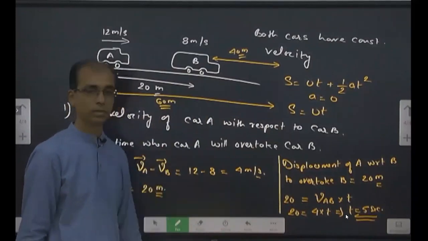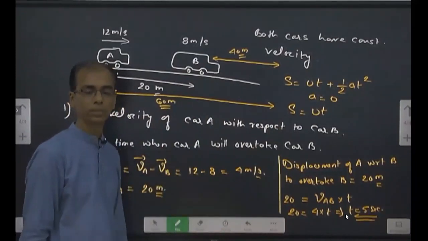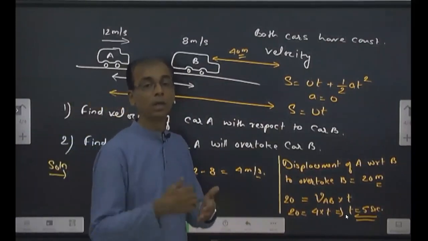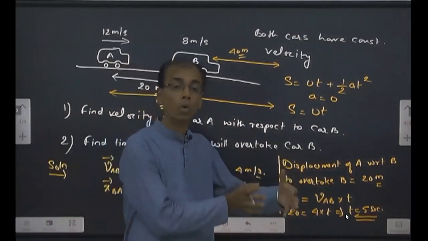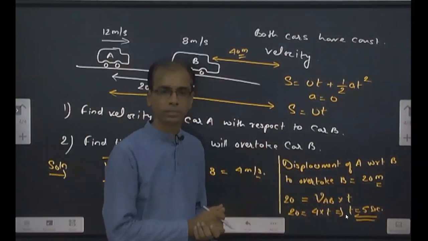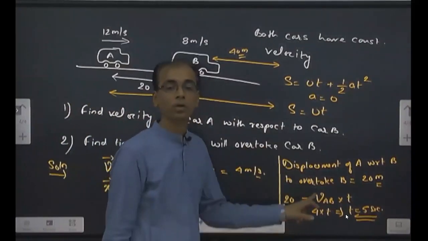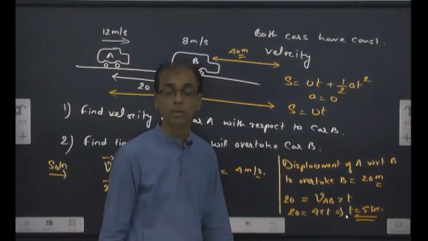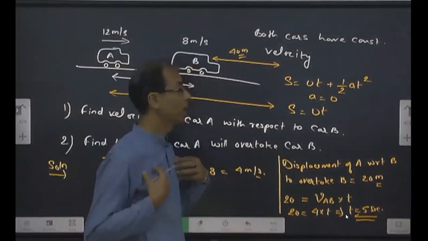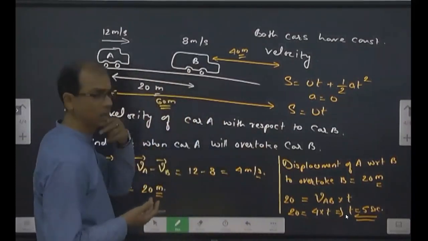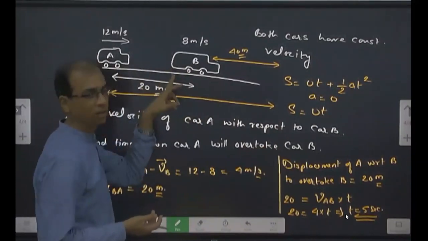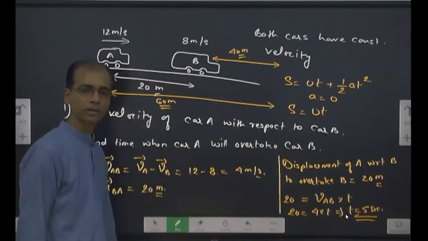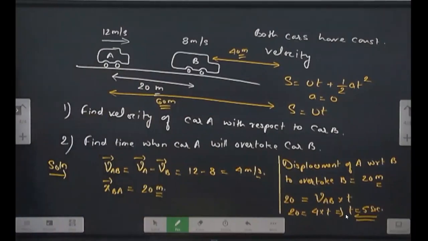But how did I find it? I found it in a very, very easy way with relative motion. So displacement of A with respect to B. Now here, which displacement are you calculating? How much A has to travel more as compared to B. That we write, equal to velocity of A with respect to B into time. That's all. I got the time immediately without doing anything. I can directly see what is the gap between them. 20. Okay, fine. What is the gap between their velocities? 4. That's it. 20 by 4 is my answer. That fast.